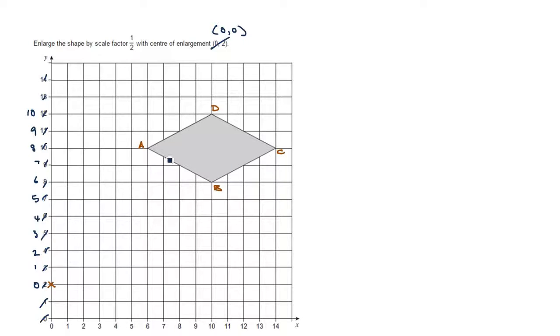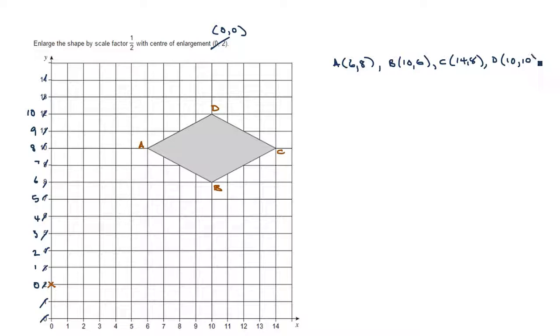So let's start with A. Well, A is at 6, 8 in our new coordinate system. B is at 10, 6. C is at 14, 8. And D, well, that's at 10, 10.